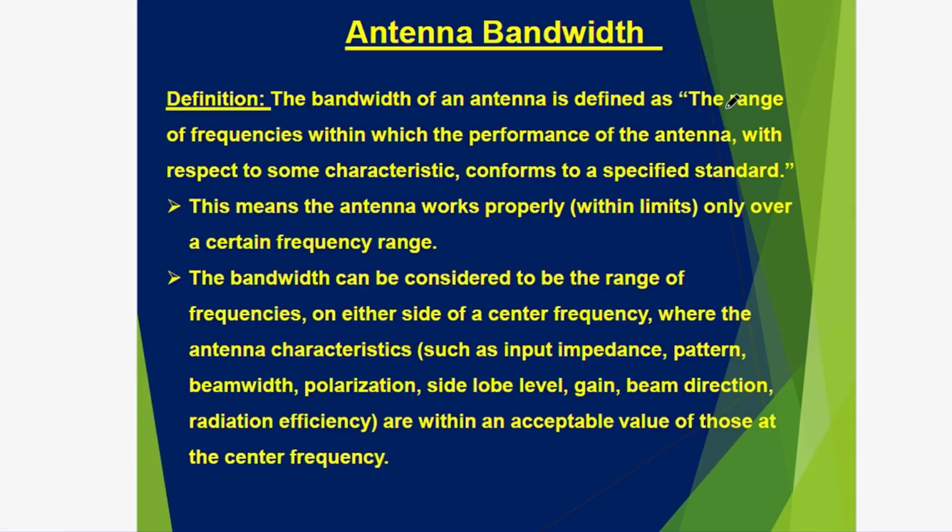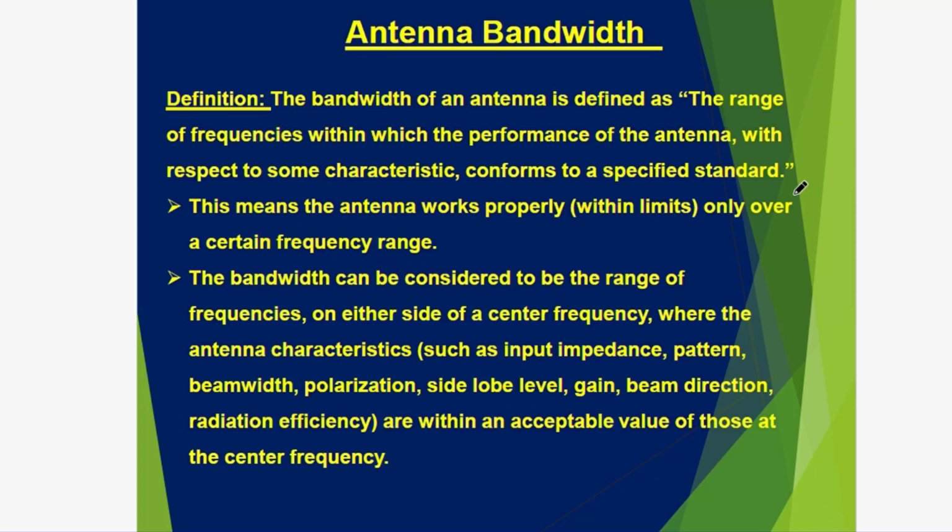Now we'll move to the antenna bandwidth. Antenna bandwidth is defined as the range of frequencies within which the performance of the antenna with respect to some characteristic conforms to a specified standard. It is not like the general definition of bandwidth, which is the difference between the upper cutoff frequency and lower cutoff frequency, the two frequencies at which the gain decreases by root 2 times, or the gain in dB decreases by 3 dB. It is not like that. The bandwidth of an antenna is defined with respect to some characteristics.